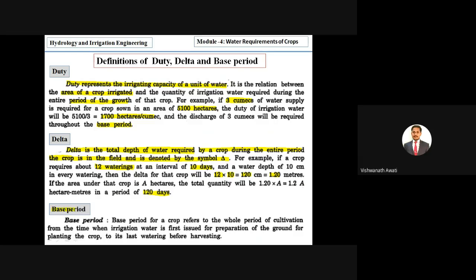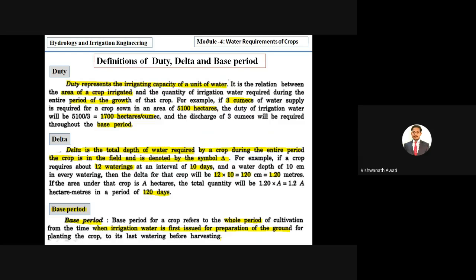Then we'll go for base period. After the discussion of duty and delta, the next important term is base period. Base period for a crop refers to the whole period of cultivation, so remember this, from the time when irrigation water is first issued for the preparation of the ground. Just remember, base period means from the first watering for planting of the crop to its last watering before harvesting.